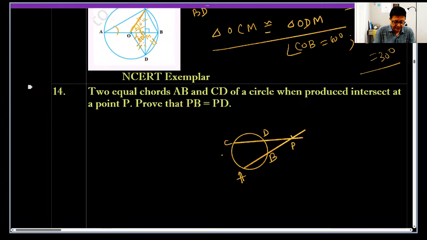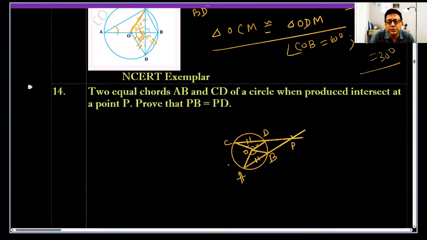This is the diagram here. These are two equal chords. AB is equal to CD. You have to prove that PB equal to PD. So simple. You can prove it easily. Equal chords subtend equal angles. This you know. Okay. So this is the center. All these equal. These two triangles congruent.